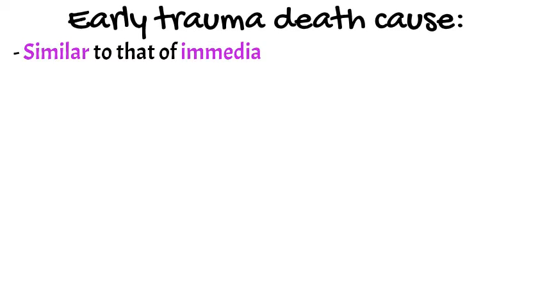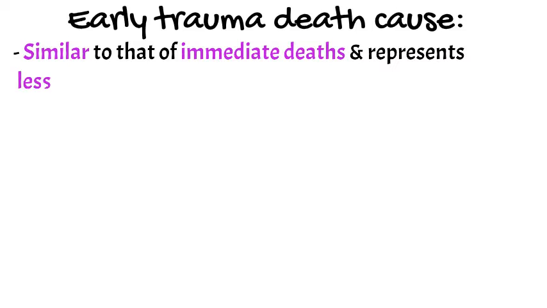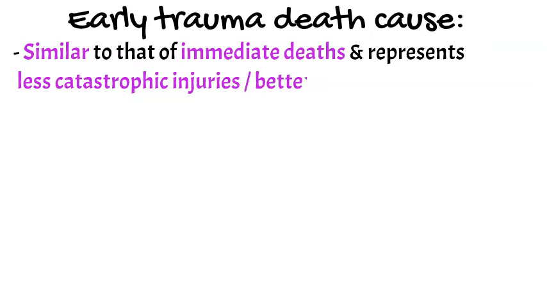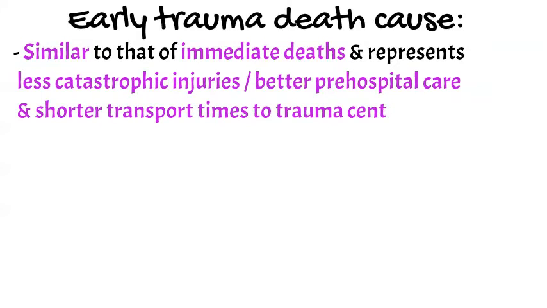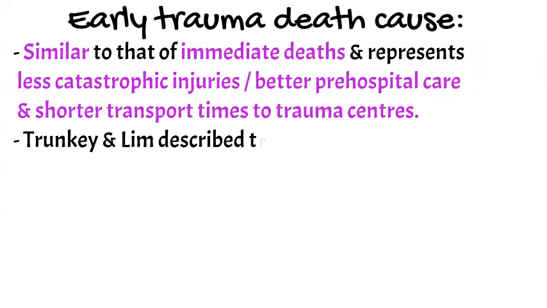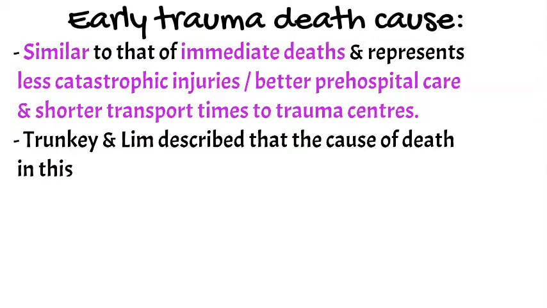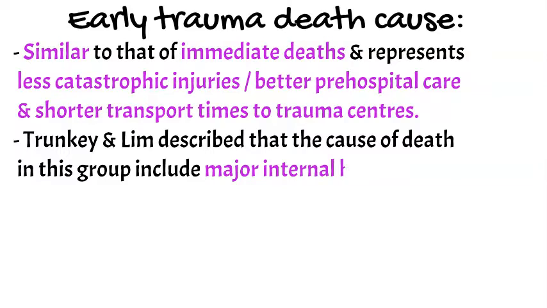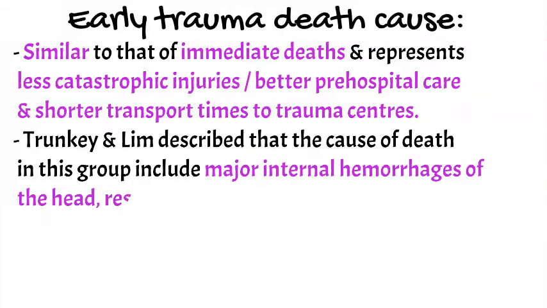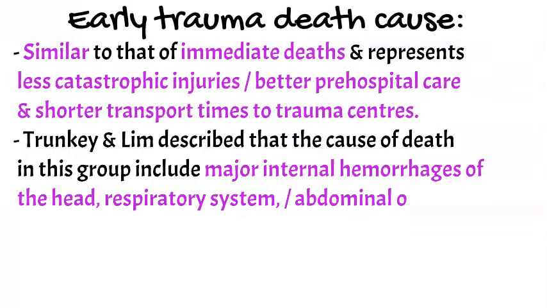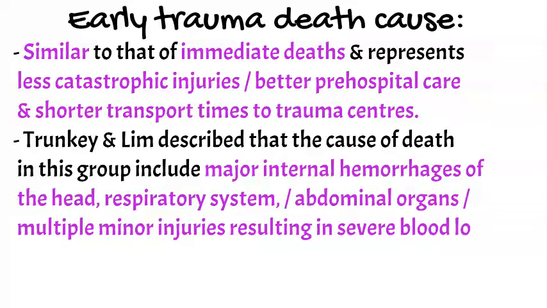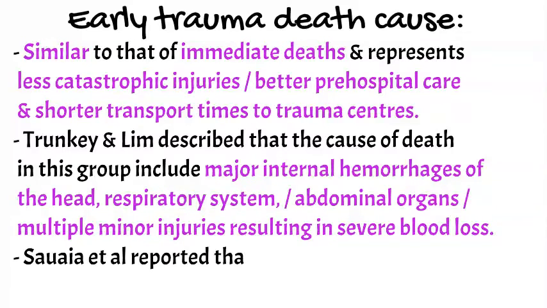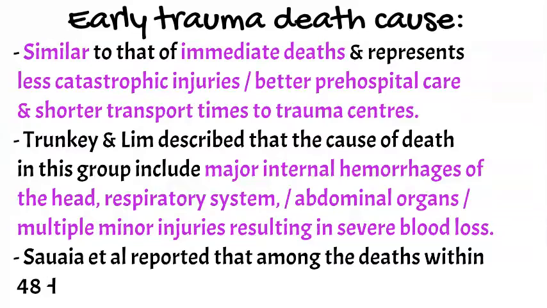The causes of early trauma death are similar to those of immediate death and represent less catastrophic injuries, better pre-hospital care, and shorter transport times to the trauma centers. Trunkey and Lim described that the causes of death in this group include major internal hemorrhage to the head, respiratory system or abdominal organs, or multiple minor injuries resulting in severe blood loss.